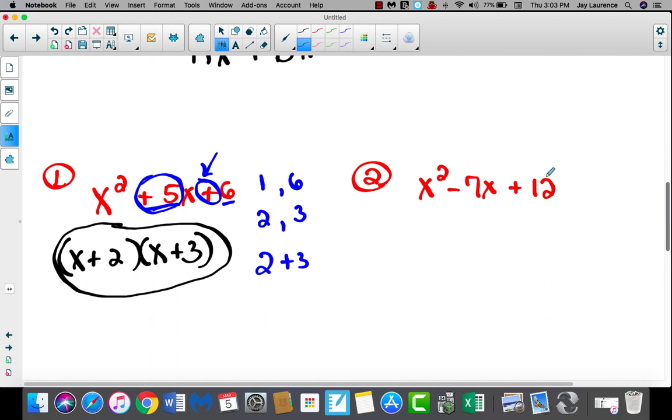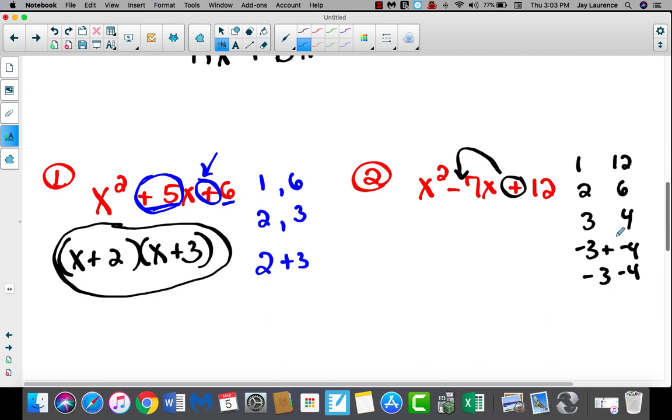Let's take a look at this one here. I'm going to need two factors of 12. So I'll list 1 and 12, and then 2 and 6, and then 3 and 4. Okay? I need two factors of 12 that add to get negative 7. Well, how about a negative 3 plus a negative 4? Or better yet, negative 3 minus 4. That's an addition problem, isn't it?